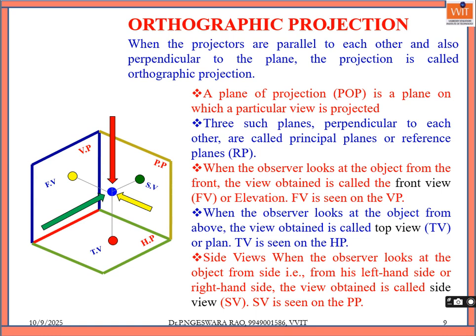This is exactly what we are discussing here, simply orthographic projections. Ortho means we are looking normal to the respective plane where we are getting the image of this object.